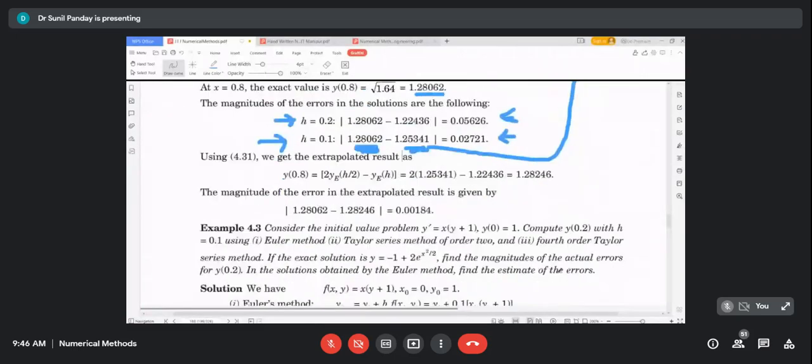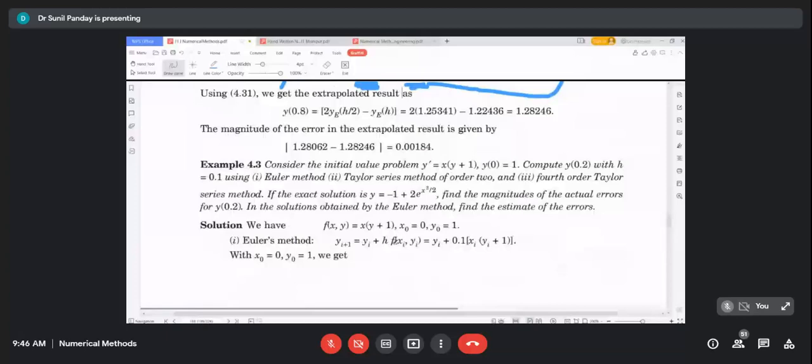Then we have another problem, where we have to solve the equation y dash equals x plus y plus 1 with y equal to 1 as the initial condition, and we have to calculate y at 0.2 with h as 0.1. Here we have to apply Euler's method and Taylor series method of order 2.